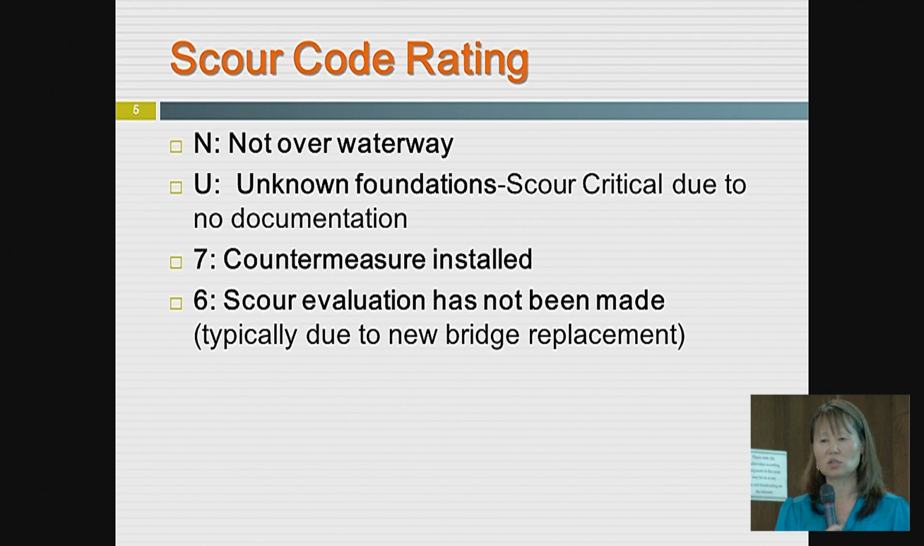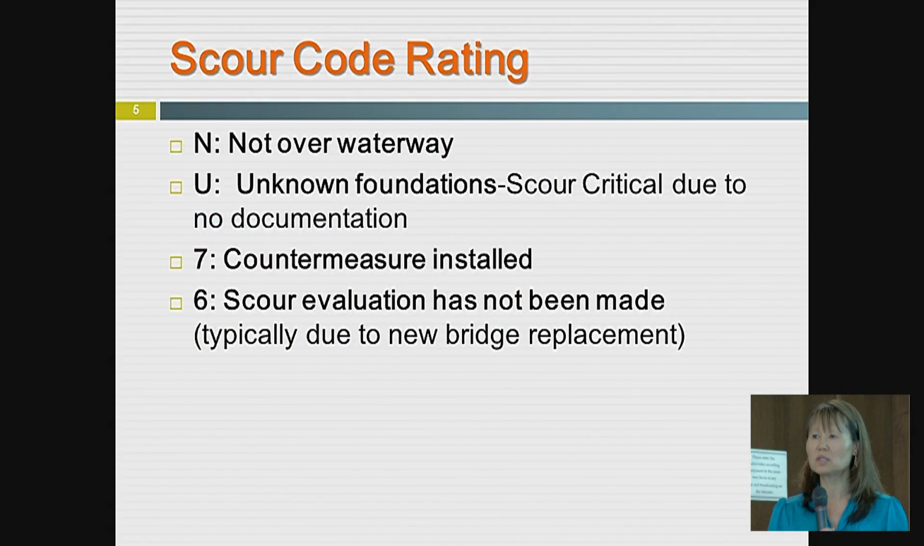And the scour code has U, which is scour unknown foundations, and I'm going to be asking for your help on this one. When you build something like a bridge, and we don't have any documentation, it becomes scour critical, and we also have to have a plan of action. So it is really important that we have all the documentation. And 7 is when you see a scour and then you do something to it, meaning a countermeasure was installed.